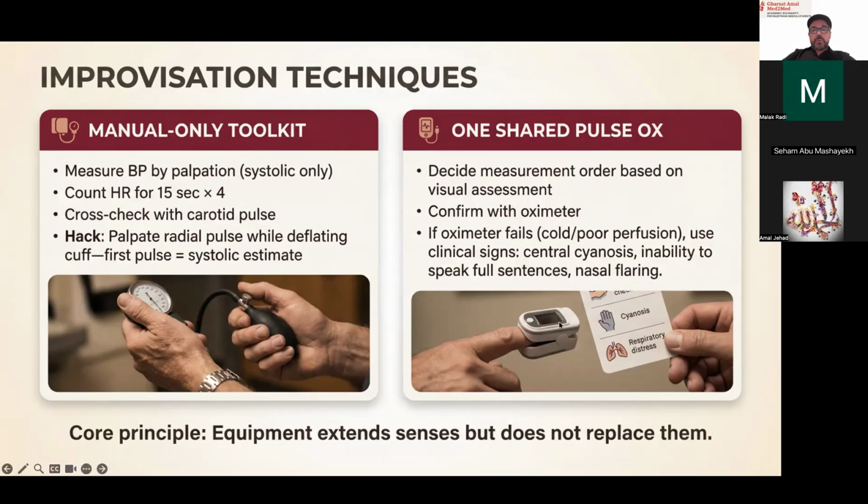Let me ask you, do you have the pulse ox to measure the oxygen with? Let me see if the chat has something. Okay. Do you have the pulse ox? I'm going to assume you have it.